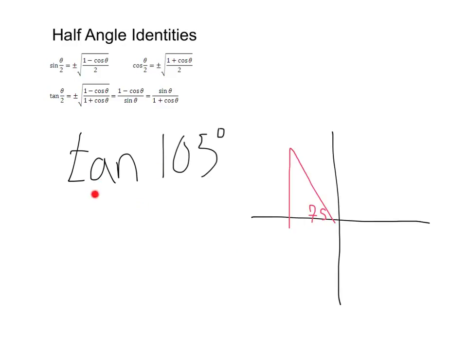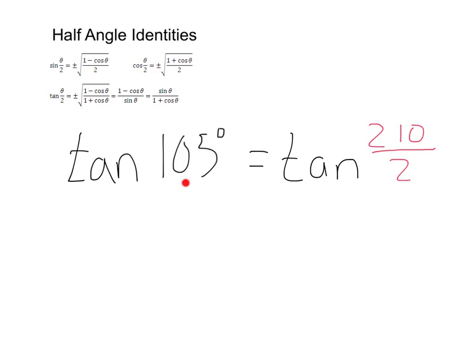Let's start by taking a look at this tangent 105. Now if I drew 105 degrees on our coordinate plane, we'd get a reference angle of 75. That's not a special angle. That's not going to be something that we could find the exact value of. So let's try to apply our half angle by doubling this 105 and rewriting it. Doing that, we'll get tangent 105 doubled is tangent 210 over 2. Now 210 is a special angle. If I rewrote 210 on my coordinate plane, I'm going to get a 30-degree reference angle in quadrant 3, and that is a special angle, so perfect.